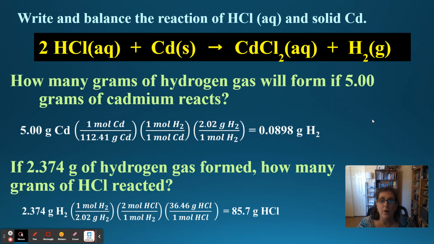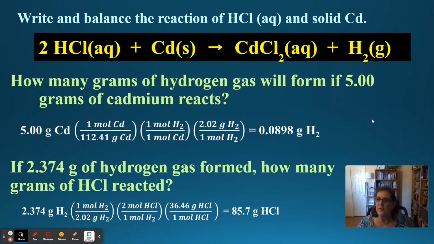Now we have moles of HCl, but it needs grams. So we have to go from moles to grams, which means we need a molar mass. We're going to add up an H and a Cl. That gives us 36.46 grams HCl in 1 mole HCl. Remember, a molar mass is 1 of them, you add up one HCl. Anyway, moles of HCl cancel. We're left with grams of HCl. Punch it into your calculator. You get 85.7 grams of HCl.